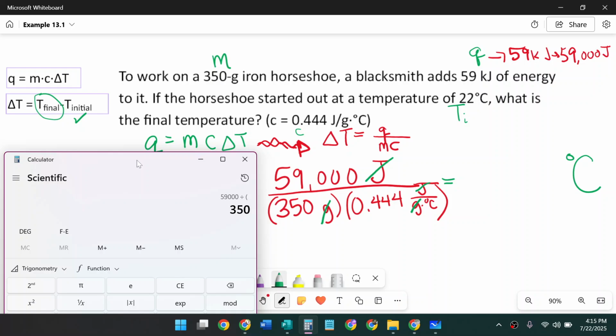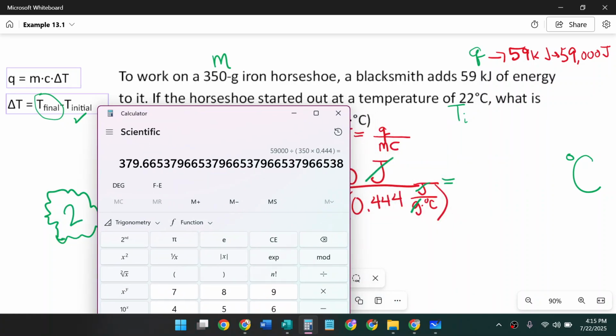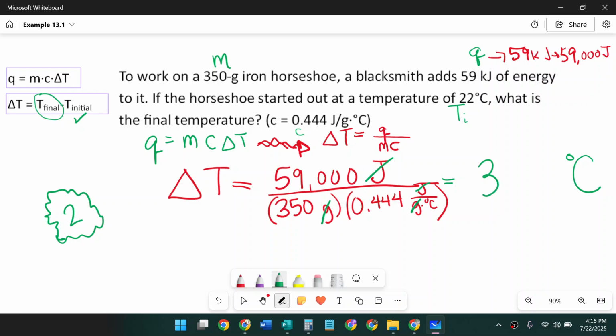So 350 times 0.444. All right, so I have 379.665 blah, blah, blah. But remember in our little green bubble, I can only keep 2 significant figures, which means I can only keep these 2. So if I round it up, I'm going to get 380. So I have 380 degrees Celsius. Now, does that answer my question? What was my question? What is the final temperature?